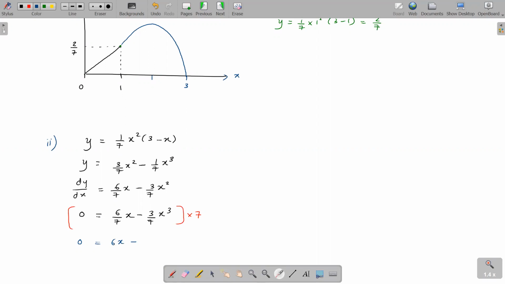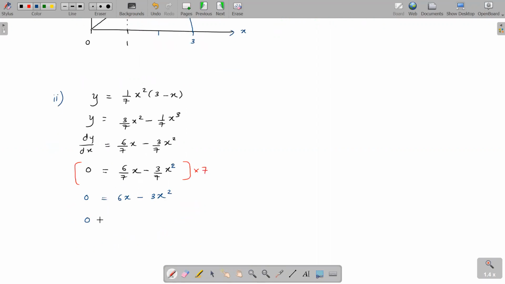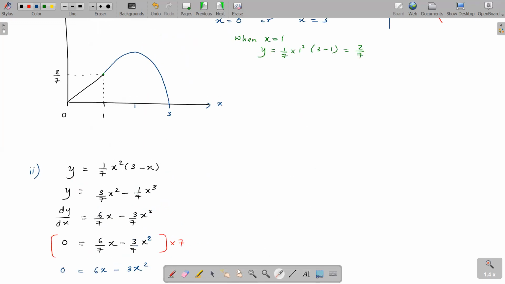Sorry, this should be power 2. So here we get 6/7 into 7 is 6x minus 3/7 into 7 is 3x squared. So you can factorize this. Take 3x out and you get 2 minus x, right? So we get 3x equals 0 or 2 minus x equals 0. Basically, x is 0, which is the turning point that we know comes over here, right?